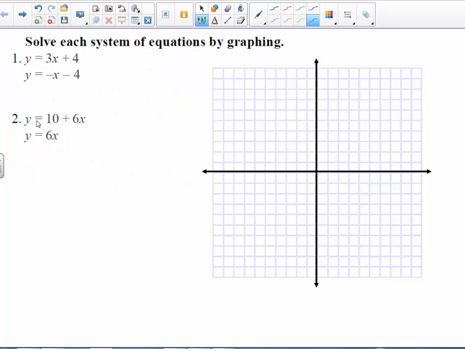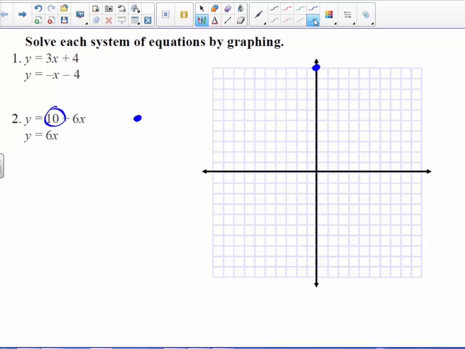Okay, number 2. y equals 10 plus 6x. What I'm looking for first is my y-intercept, and that is 10. So from the origin, we go up 1, 2, 3, 4, 5, 6, 7, 8, 9, 10. Right there. If I had a smaller graph, I would go by 2s, by 3s, by 4s, whatever I needed to go by.